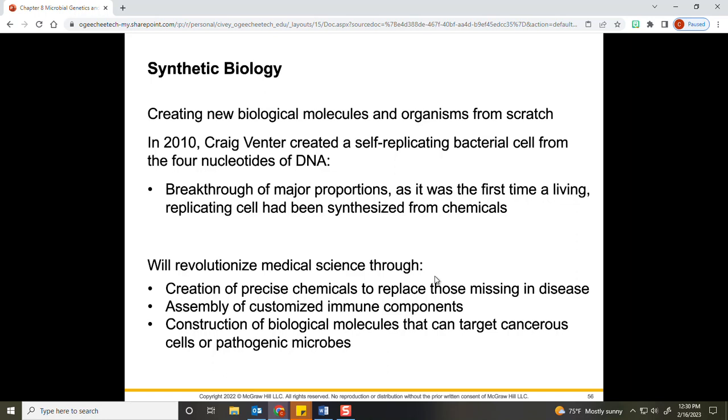But this is probably going to revolutionize medical science, because now we have the ability to create precise chemicals to replace those that are missing in disease. We can assemble customized immune components. We can construct biological molecules that can target cancerous cells or pathogenic microbes. These are all potential possibilities that we could see in the near future.